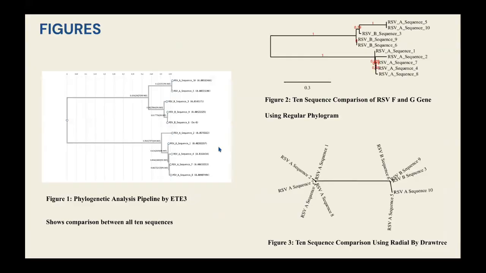Here are the figures that we created. Figure 1 is just a phylogenetic analysis by pipeline or by GenomeNet, and it just showed the comparison between all 10 sequences. Figure 2 was again a 10 sequence comparison, but now using phylogeny.fr, and figure 3 was just the unrooted version of it.